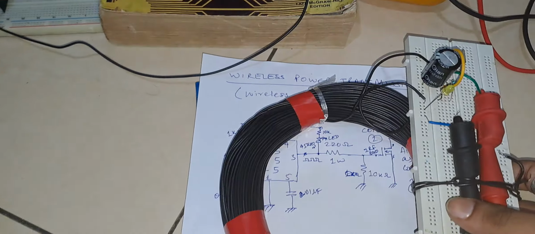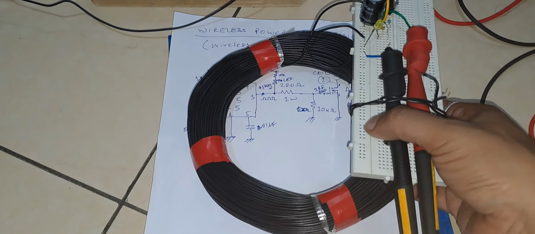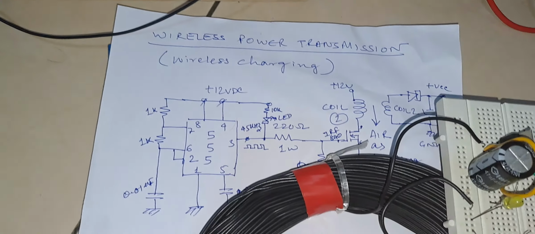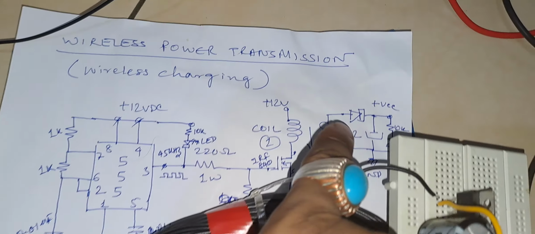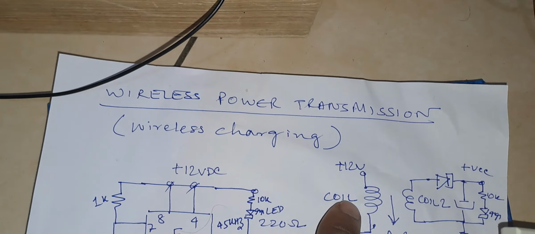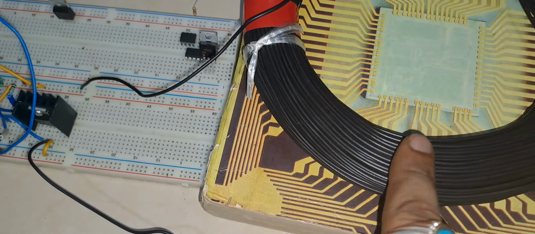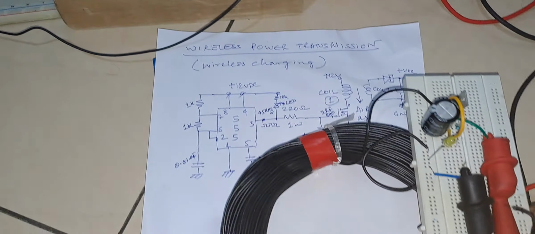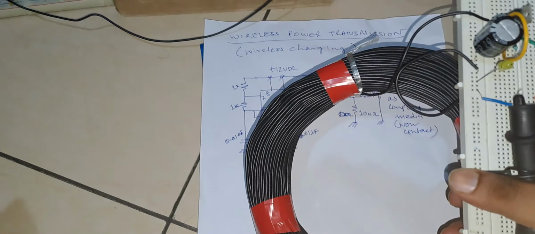So now I am going to bring this coil. This is the coil number 2. As you can see here in the circuit, this is the coil number 2, and this is the coil number 1. Okay, so now I am going to bring the coil number 2 near the coil number 1.